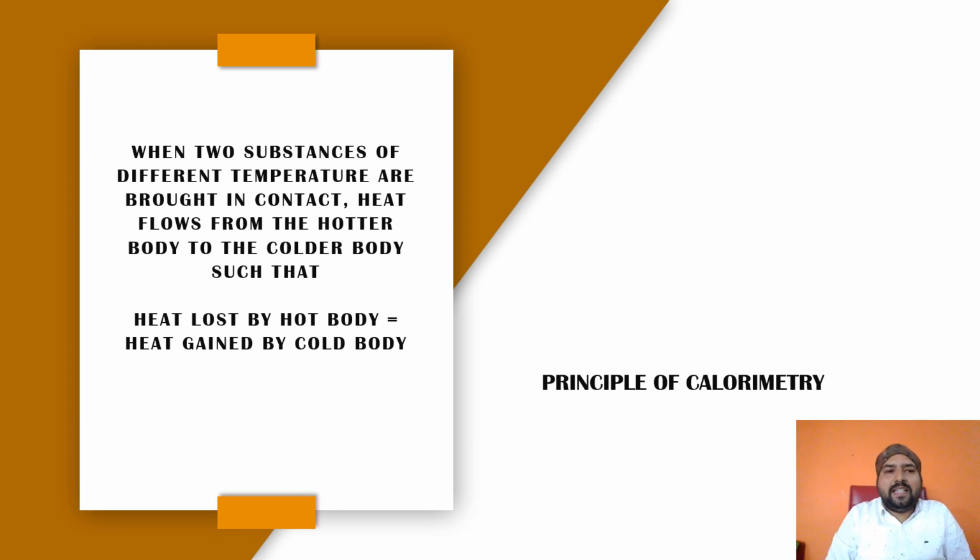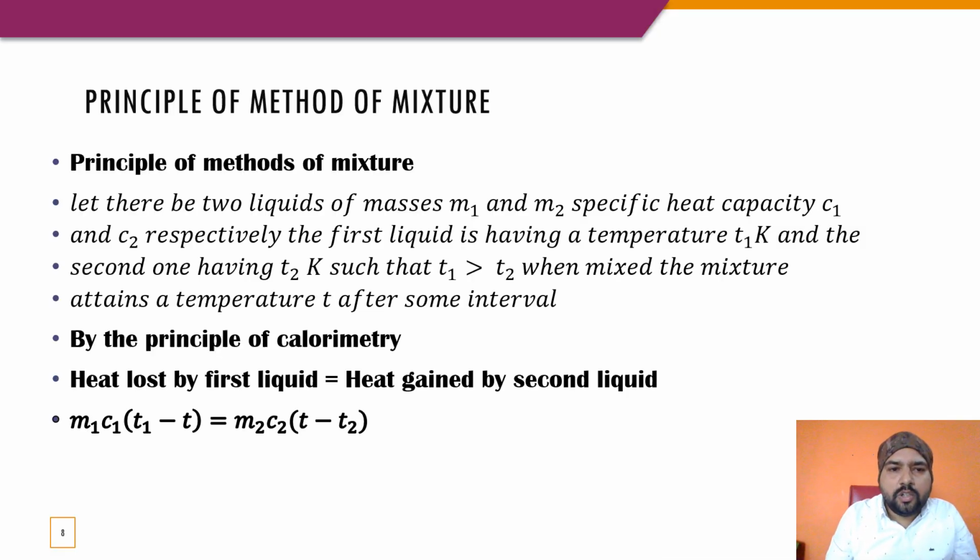Now, the principle of calorimetry is again a very important topic. It says that when two substances of different temperature are brought in contact, let's talk about two liquids, you'll understand it better. When two liquids at different temperatures are mixed together, you know that the hotter body will start cooling down and the cold body will start heating up, and both will acquire a common temperature. If no energy is radiated or lost, then according to the principle of calorimetry, heat lost by the hot body is equal to heat gained by the cold body.